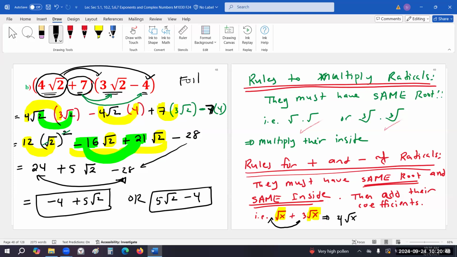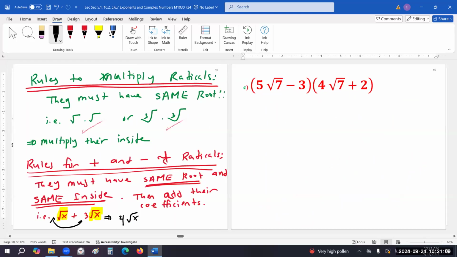For multiplication, only one requirement, same radical, then multiply the inside. For addition and subtraction, two requirements, same radical and the same inside. Then we add or subtract their coefficients. We'll leave the radical term alone. Okay, you try the next one.